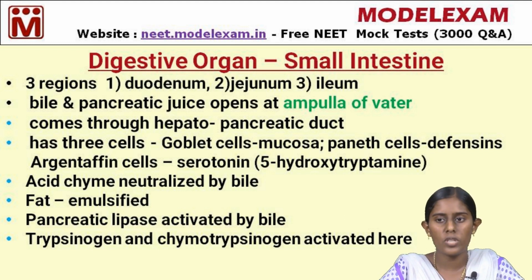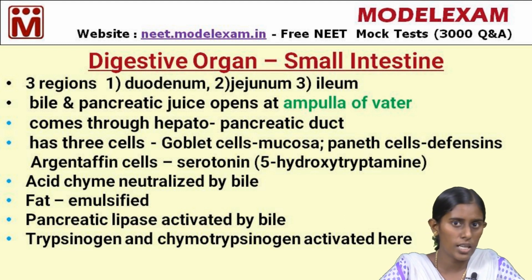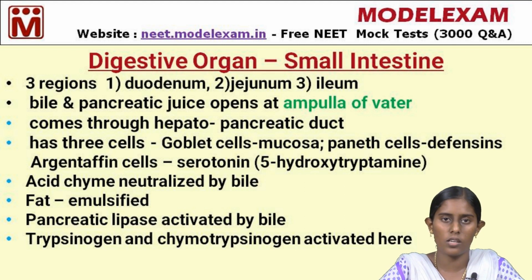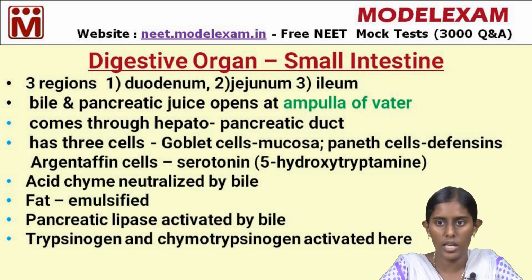The bile juice, secreted in the liver and stored in the gallbladder, now comes through a duct, and at the same time pancreatic juice also comes through one duct, and they open into the ampulla of Vater. From here it forms a single duct, the hepato-pancreatic duct. Hepato is for liver, pancreatic comes from the pancreas. Through the hepato-pancreatic duct it opens into the small intestine.